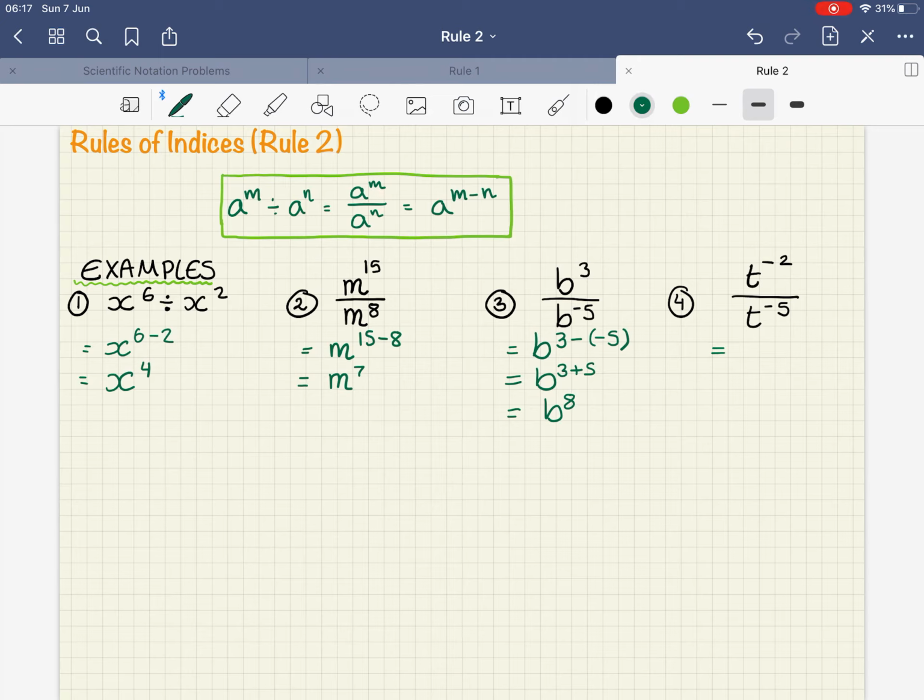Last one on this little bit, so I'm going to have t to the power of negative 2. Let's just make that a little bit neater. That negative 2 take away that negative 5. I've got that double negative going on there. So I'm going to make sure the double negative is strictly this bit here. This is not next to another negative, so it stays as a negative. So that's going to be a plus 5. And so that will just be t to the power of 3.